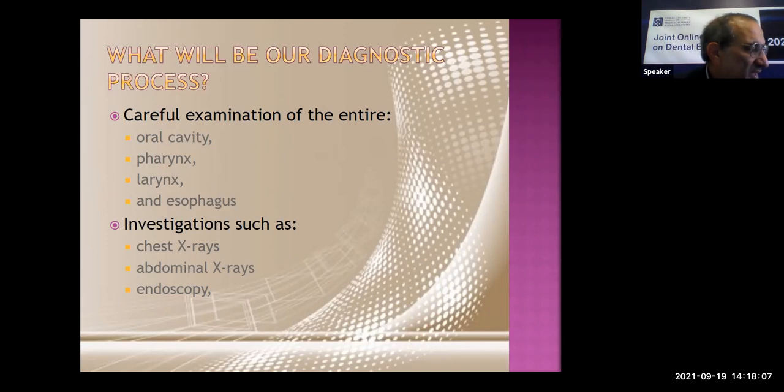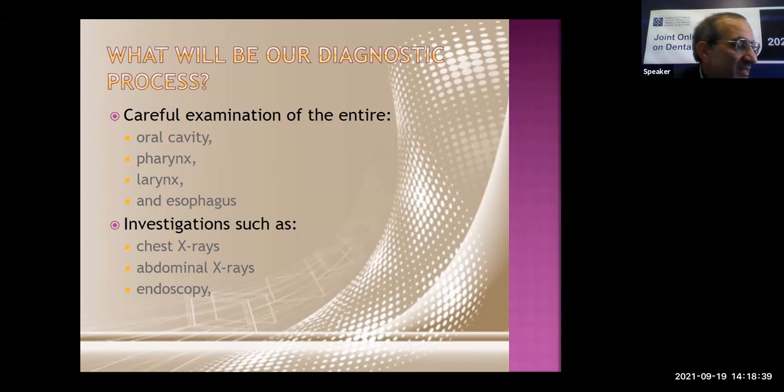What will be our diagnostic process? It is necessary to carefully examine the entire oral cavity, pharynx, larynx, and esophagus, but the necessary equipment is not available in the dentist office. As we know, we do not have enough equipment and instruments to save the patient.